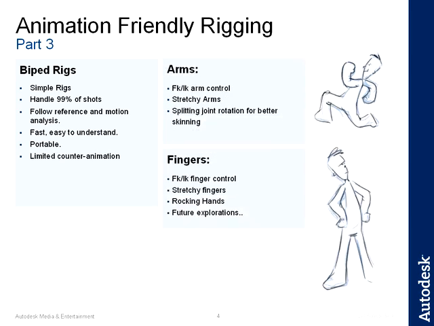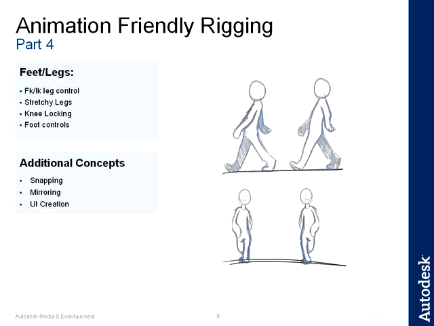We'll have arms with FK and IK switching, some stretchy arms, being able to split joints for better skinning. We're also going to look at locking the elbow down and doing an FK and IK elbow lock arm. And on the fingers, we'll look at FK and IK finger controls, figure out the best solution for those, and also allow you to do things like put weight on the palms of the hands and stuff like that.